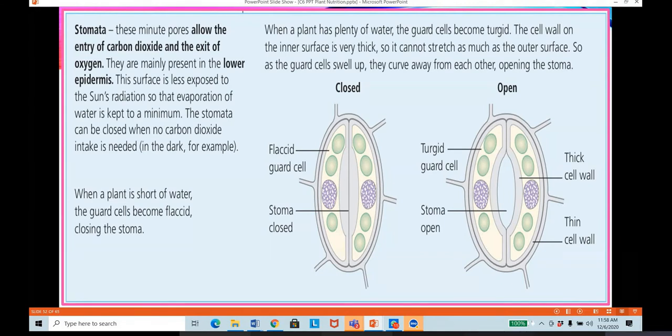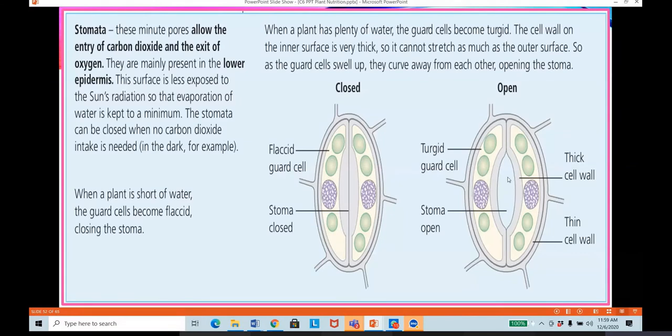So this is how the closing and opening of the stomata take place, as you can see in this picture. When the stomata are closed, the guard cells are flaccid, and they come close to each other, closing the opening, not allowing the water to evaporate and not allowing the gases to diffuse anymore. Usually they close during the night, and also when the climate during the day is very, very dry and hot.